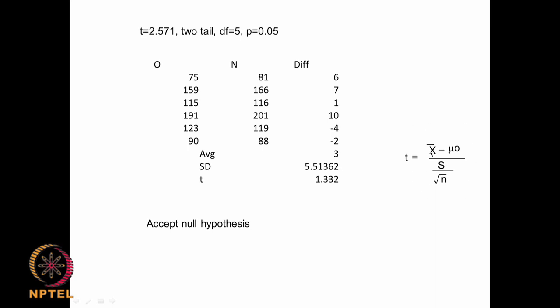You remember this equation, x bar minus mu naught divided by s divided by square root of n. x bar is 3, mu naught is 0, s is 5.51, square root of 6. So, I get 1.332. Now, t as I told you is 2.571 from the table, assuming 5 degrees of freedom, 2 tail p is equal to 0.5. So, there was no reason for you to reject the null hypothesis, okay, very straightforward.